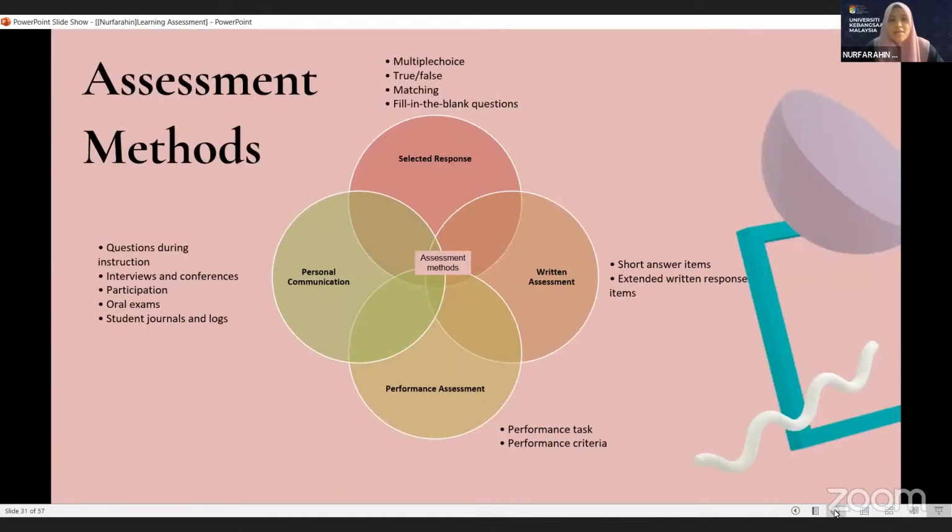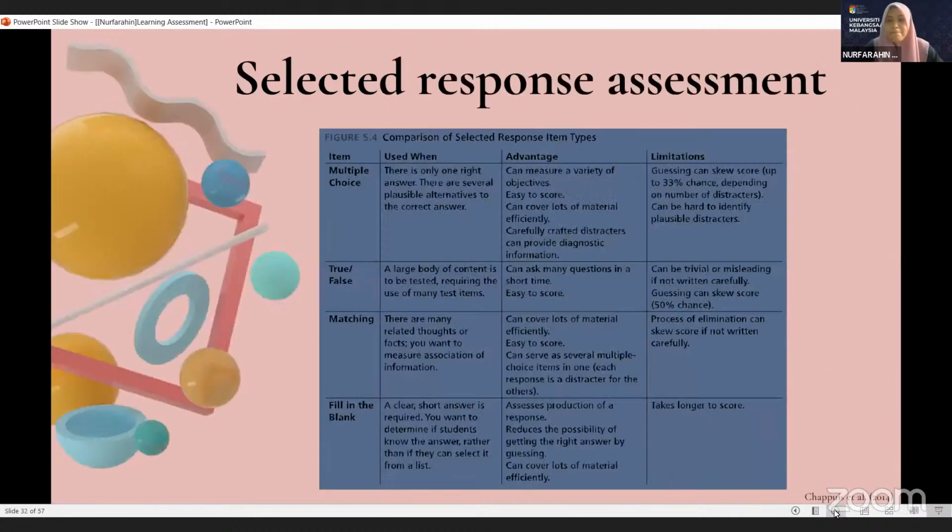Now, there are many different assessment methods. We can group them into four large groups. The first group is selected response assessment. The second one is written assessment. The third one is performance assessment. And the fourth is personal communication. So let's go one by one.